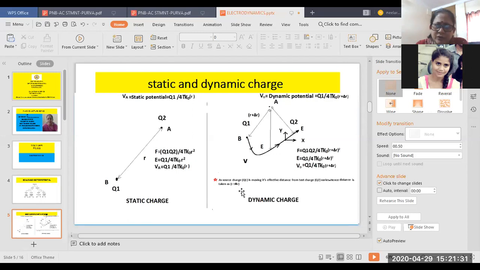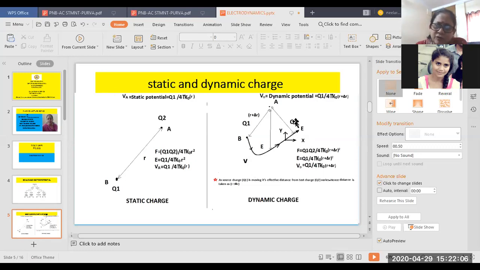Now if you come to a dynamic charge, what is a dynamic charge? The charge is not static, it is moving as a function of time. It is following this trajectory you can see here. Let us say I associate this as the x coordinate and this as the y coordinate. The charge is moving along this locus, so naturally this is the direction of the electric field. Now I can observe the test charge Q2.